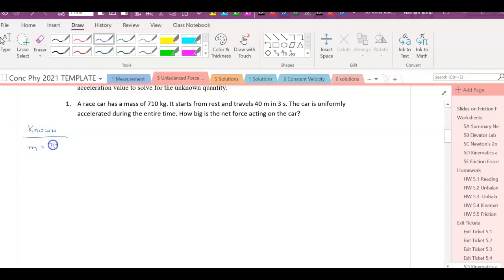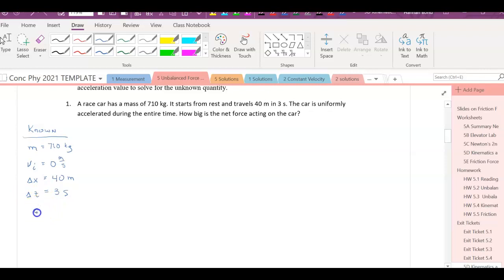The mass is 710 kilograms. It says that it starts from rest. So that means that the initial velocity of the car was 0 meters per second, right? It travels 40 meters. That sounds like a displacement. In 3 seconds. That's the elapsed time. And it says that it is uniformly accelerated. That tells me I can use a kinematic equation, right? Because the kinematic equations only apply in situations where acceleration is constant.